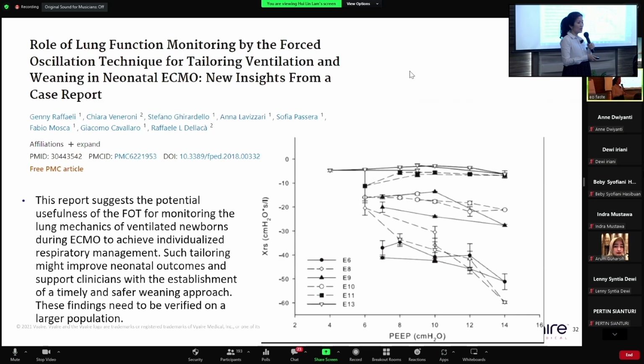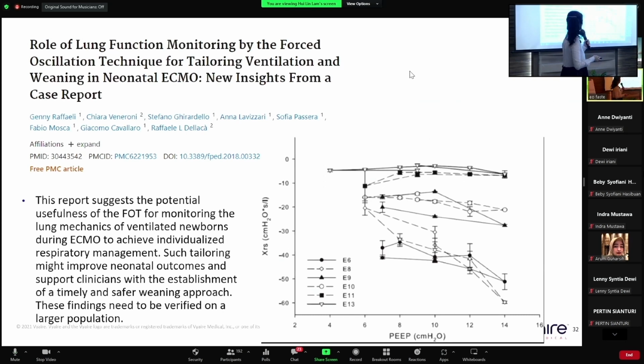So sometimes, like this study, I mean it's just a case study, but it's saying that maybe you can actually use FOT to try to wean your patients. Once you see that the patient's compliance on FOT has improved, then maybe you can start weaning the patient already.